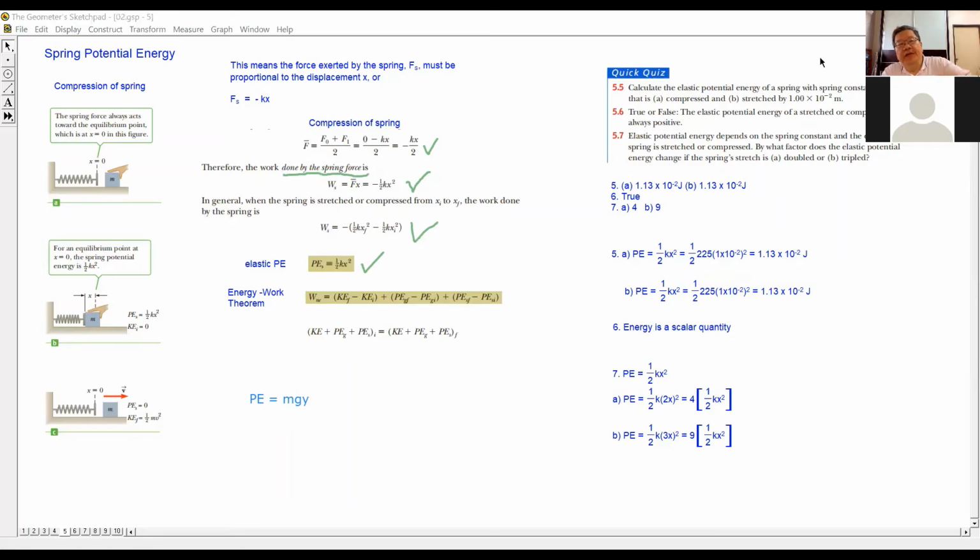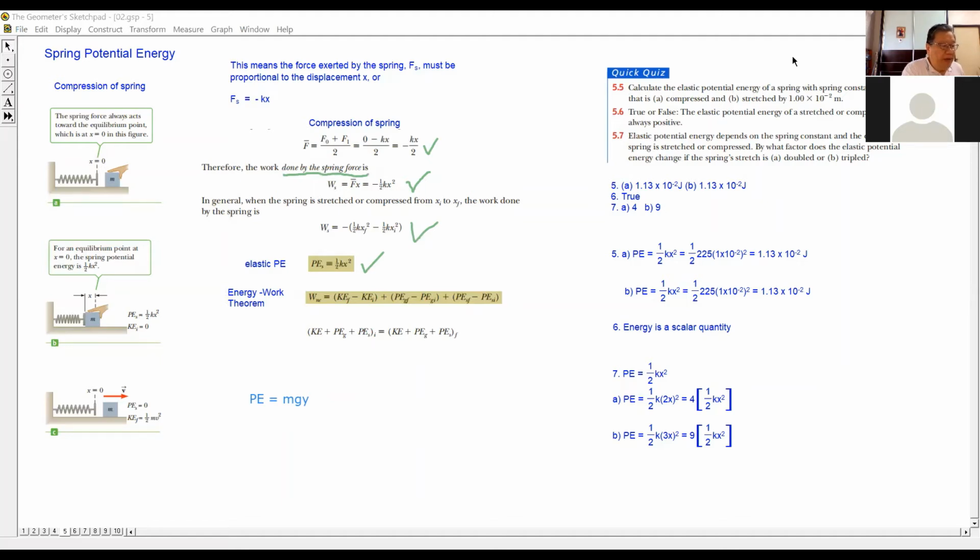No question, then we are going to dissect them into small parts and try to understand them. So these short questions here will help us to understand the spring potential energy. Right? You read the first question, 5.5. Calculate the elastic potential energy of a spring with spring constant k equal to 225 Newton per meter, that is A compressed and B stretched by 1 times 10 to the power of negative 2 meters.